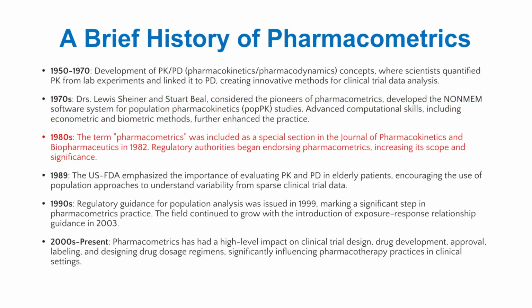During the 1980s, pharmacometrics began to gain broader recognition as a distinct field. The term pharmacometrics appeared as a special section in the Journal of Pharmacokinetics and Biopharmaceutics in 1982, reflecting the growing maturity of the discipline. At the same time, regulatory agencies started recognizing the value of quantitative modeling approaches in drug development. In 1989, the US Food and Drug Administration, or the FDA, highlighted the importance of understanding PK and PD in elderly patients. Because collecting extensive data in every patient is often impractical, this encouraged the use of population-based approaches to understand variability from sparse clinical trial data.